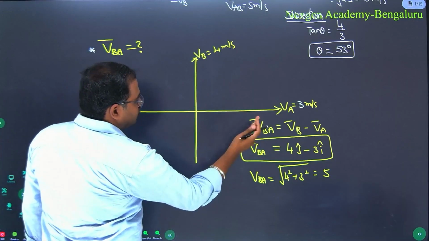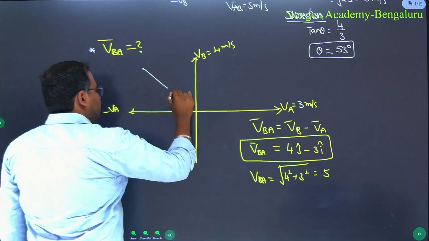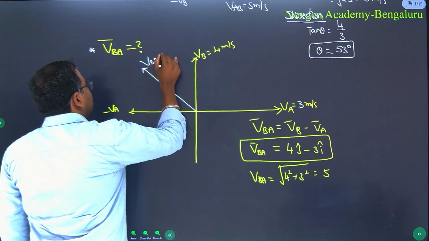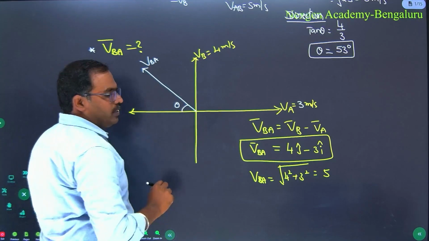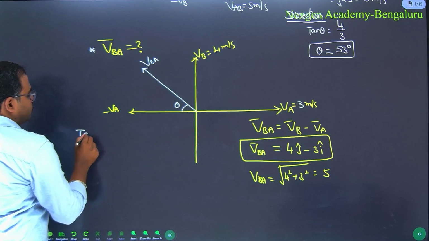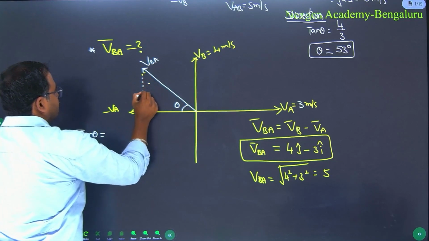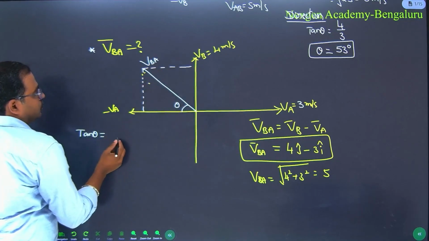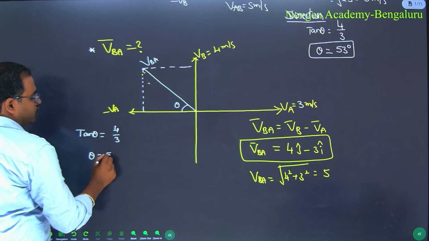VB minus VA, this one. So here it is, VB minus VA in this way. This is the relative velocity VBA. Now if you want to find the direction with the x-axis, we have to find theta. Tan theta is equal to, the same concept, opposite side over adjacent side, so this is equal to 4 by 3. Once again, this theta is equal to 53 degrees.